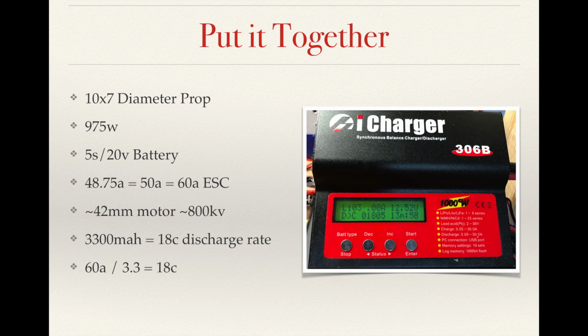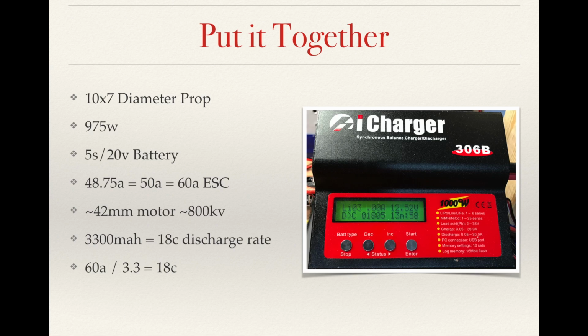I know that I need to create, based on these rules, 975 divided by 20 amps, I get 48.75. First thing I'm going to do is round that, because they don't make a 49 amp ESC, so I'm going to choose a 50 amp ESC. But remember what I told you about overhead. This is where that becomes important. 10% is a good number. So I'm not going to select the 50 amp ESC. I want 10% overhead, which means 60 amp is the ESC I would choose for this setup.